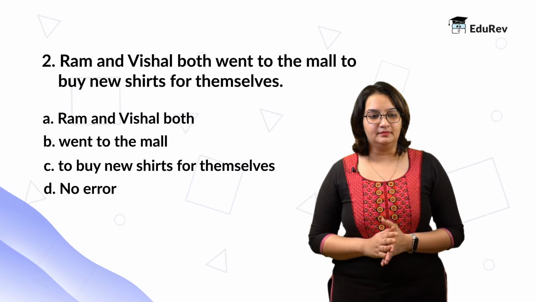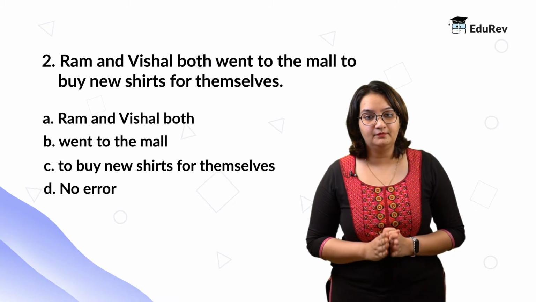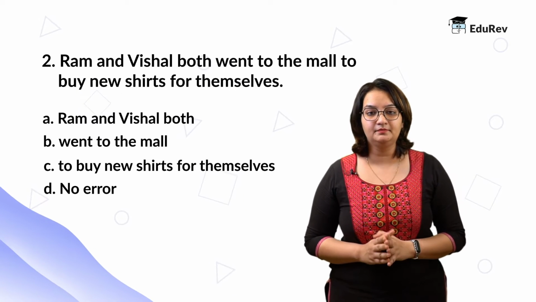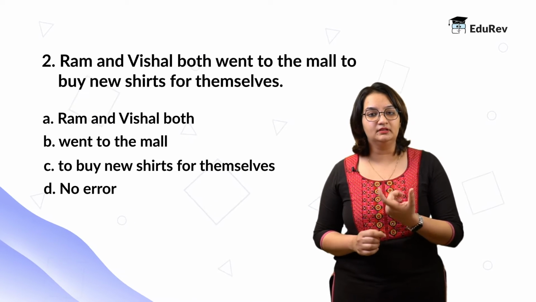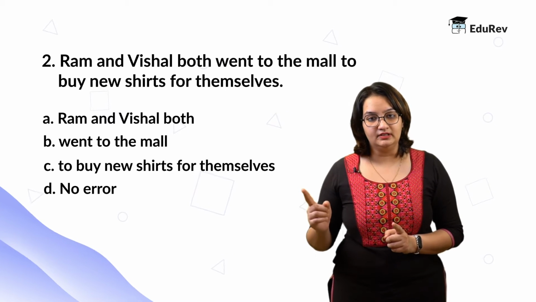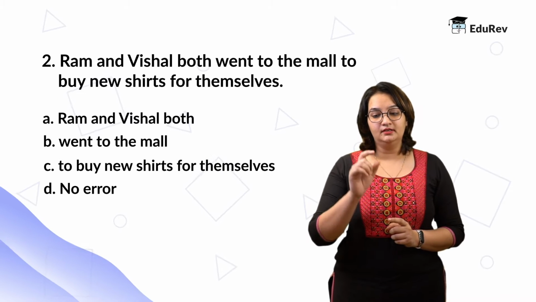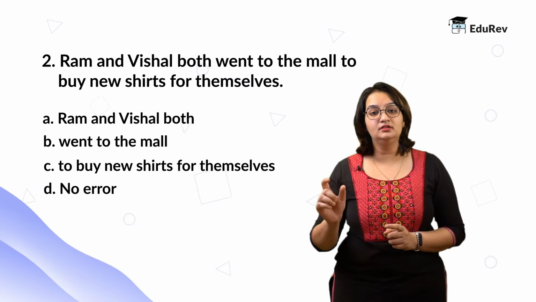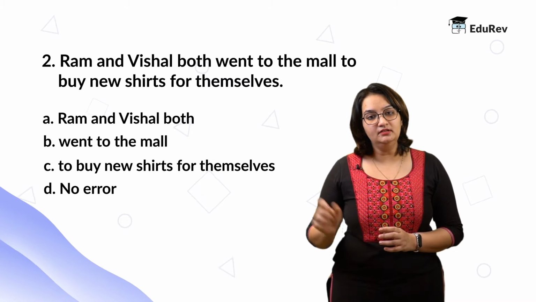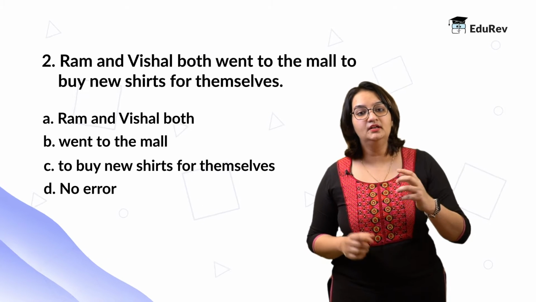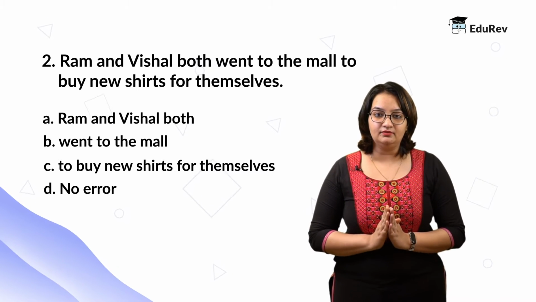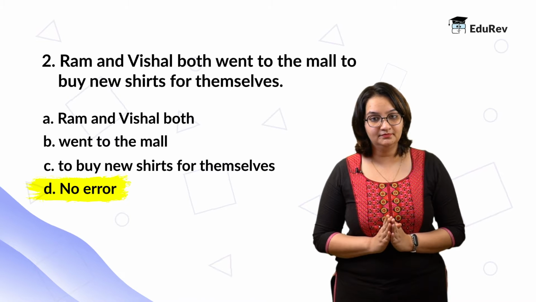If we take a look at this statement, we see that there is no error in the sentence. Why? First of all, we have to understand what is the subject of this particular statement. Here, the subject is two people, right? Ram and Vishal. Both of them form the subject, and therefore they are plural in nature. When we look at the pronoun used, the pronoun is themselves, to buy shirts for themselves, right? So themselves is plural in nature, and the subject Ram and Vishal is plural in nature, and the plurality matches, and therefore there is no problem in this particular statement. The answer therefore is D. Understood? Let's move on.